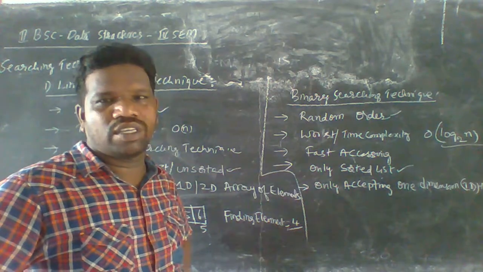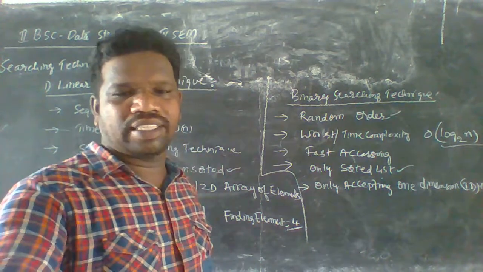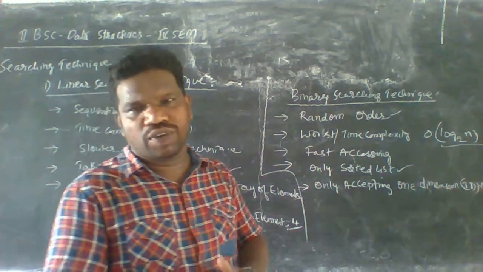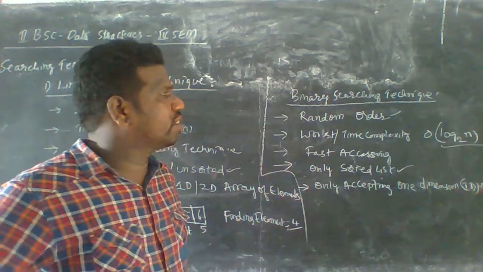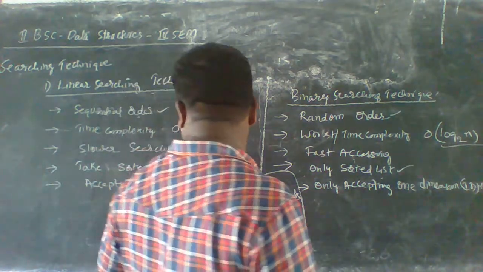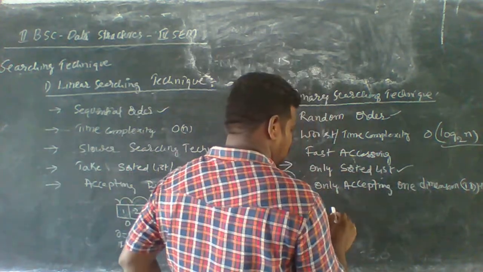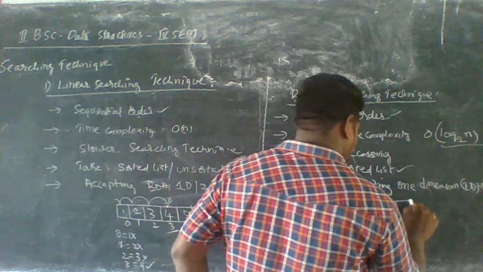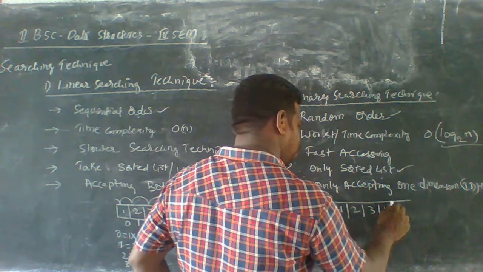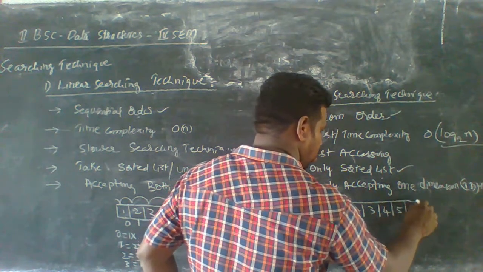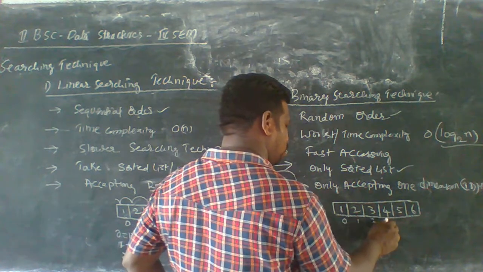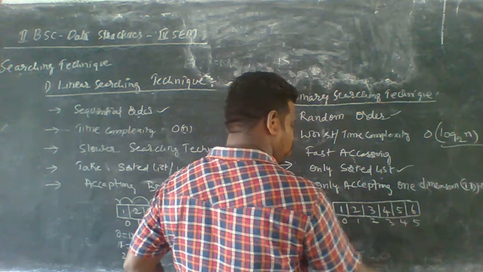And now I'm going to give you an example here. In this example, we perform the binary searching technique using the divide and conquer rule. We take the same elements: six elements, 1, 2, 3, 4, 5, 6, and each location 1, 2, 3, 4, 5.